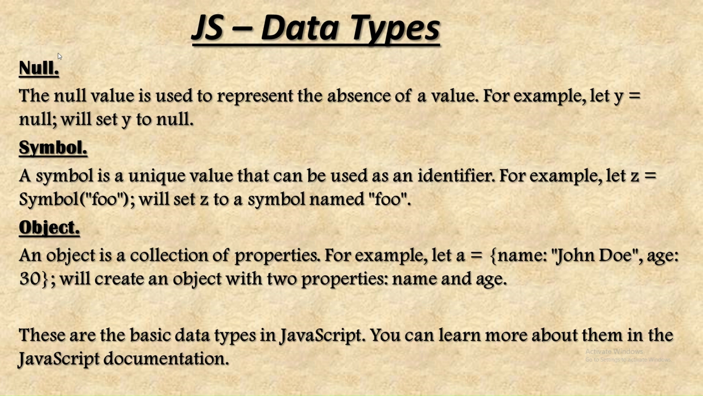Symbol. A symbol is a unique value and that can be used as an identifier. For example, let z equals Symbol in brackets and in double quotes "foo". So this will set z to a symbol named foo. Anytime you try to retrieve the value of z, it will show up as a symbol. Object. Now an object is a collection of properties. For example, let a equals name as John Doe, age as 30. So a collection of different types of data types in one variable is known as an object. So these are the basic data types in JavaScript, and you can learn more about them in the JavaScript documentation.